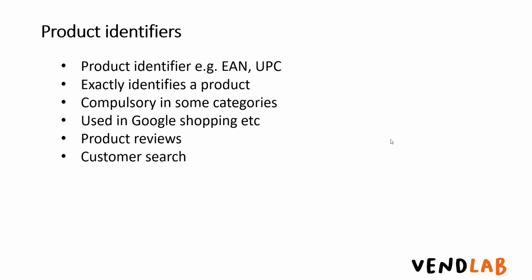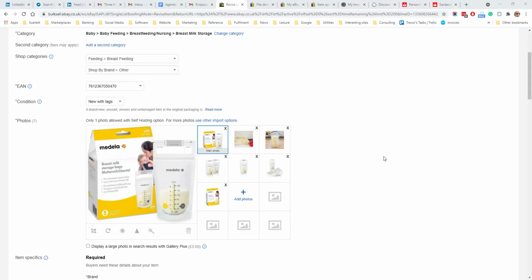These codes can usually be found on the packaging of an item, and it's compulsory to submit them in some categories. eBay uses these codes for a number of things. One is that Google Shopping requires a submission of product identifiers to be included in its shopping program. eBay also uses barcodes to identify items, so when customers leave reviews, it can apply the right review to each item. Sometimes customers also use product identifiers in search. Let's take a look at how product identifiers are added into listings.